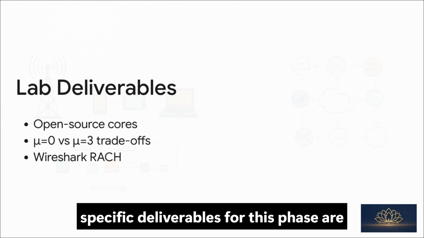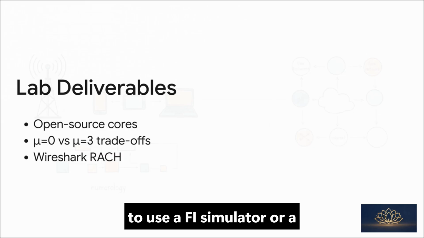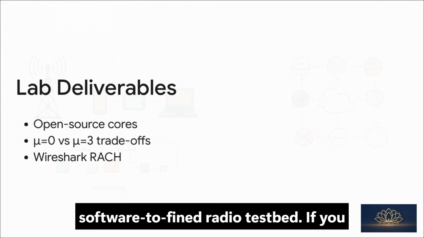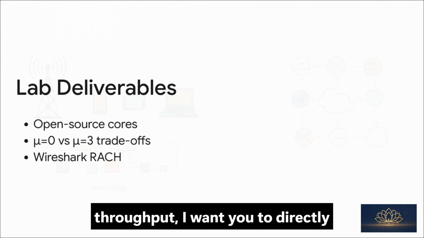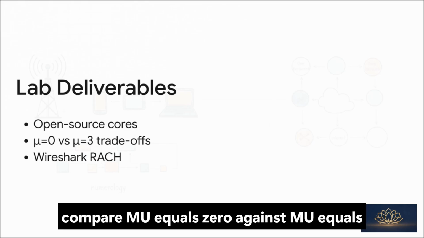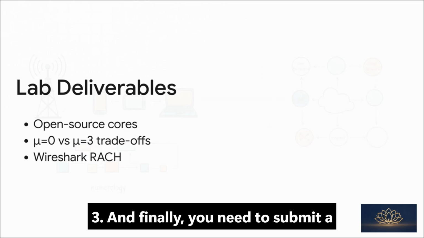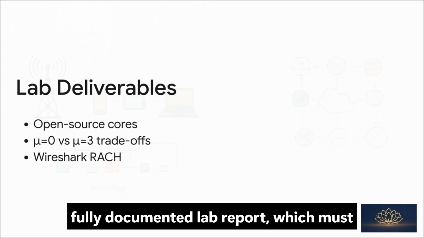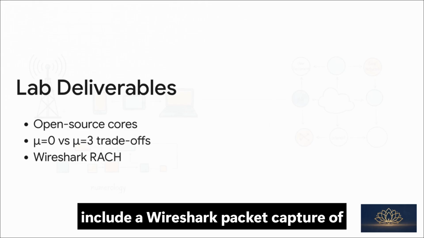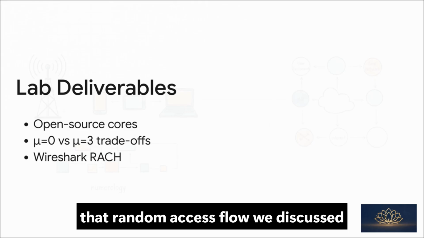Your specific deliverables for this phase are to use a PHY simulator or a software-defined radio testbed if you prefer to measure latency versus throughput. I want you to directly compare mu equals 0 against mu equals 3. And finally, you need to submit a fully documented lab report, which must include a Wireshark packet capture of that random access flow we discussed earlier.